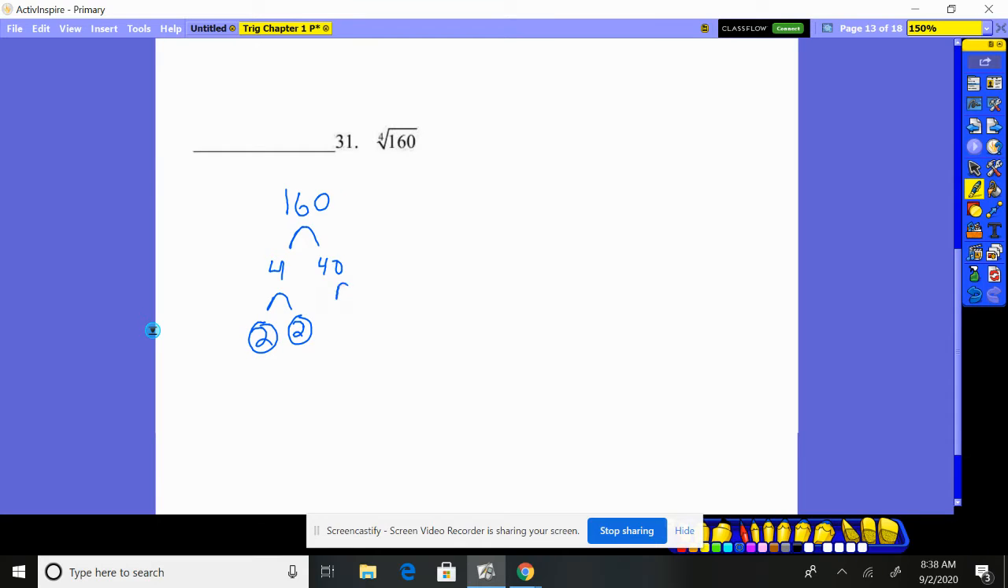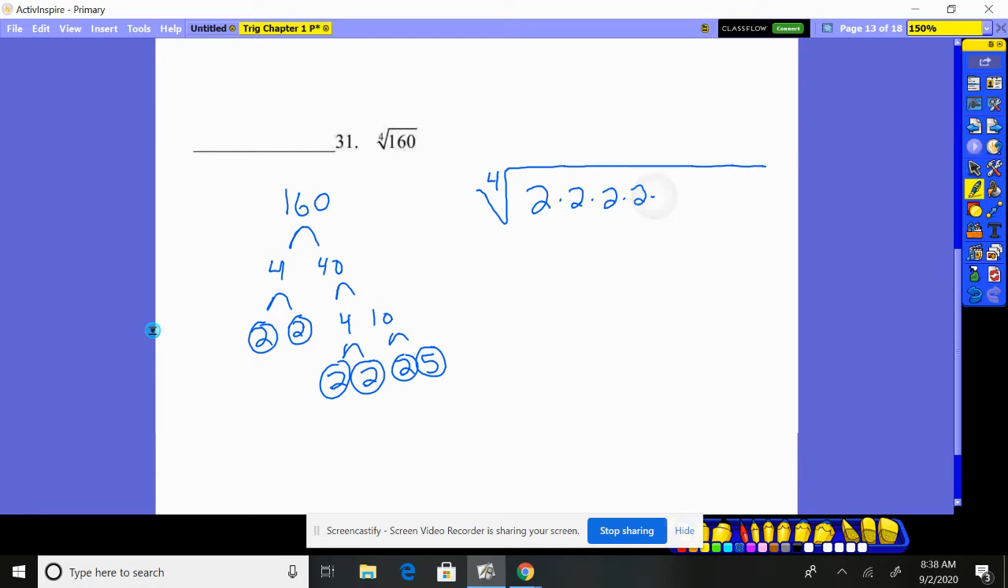So that's a 2 and a 2. 4 and 10. That's a 2 and a 2. Got quite a few 2s as normal. And 10's a 2 and a 5. Can't go any further. Now remember, it's a fourth root. So it's saying, hey, I need 4 in order to come out. Well, let's see. We have 5 2s, so we'll have 4 there, but only 1 5.